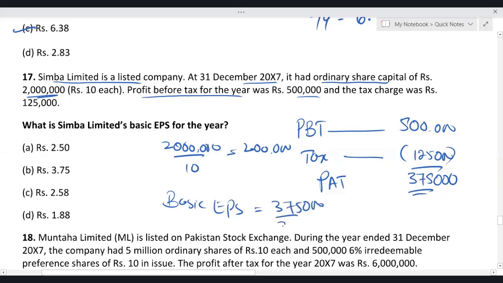3,75,000 divided by 200,000. I'm getting 1.875, or with a little bit of rounding, 1.88.